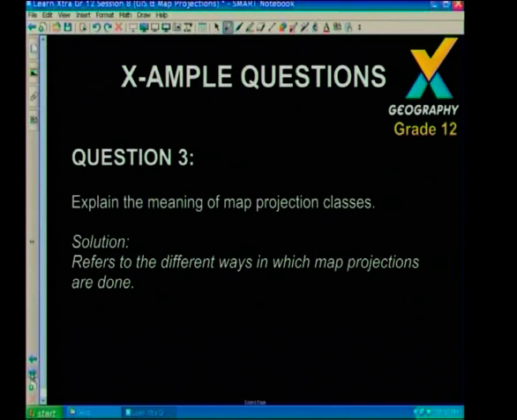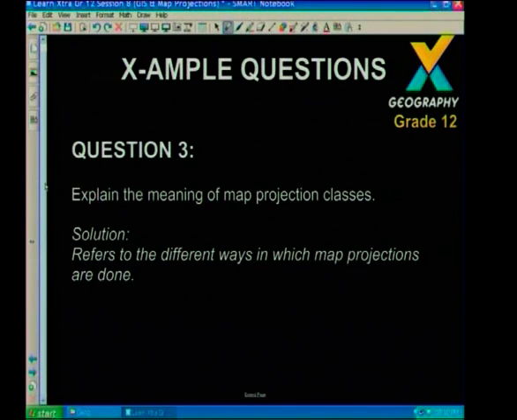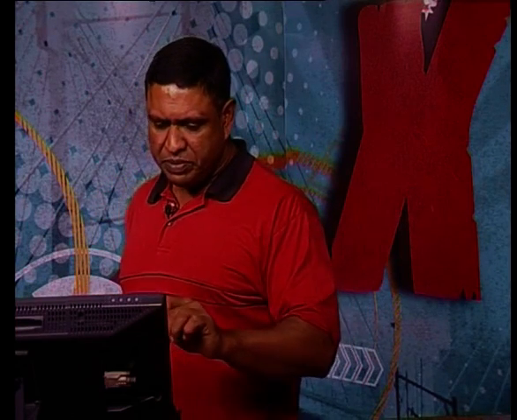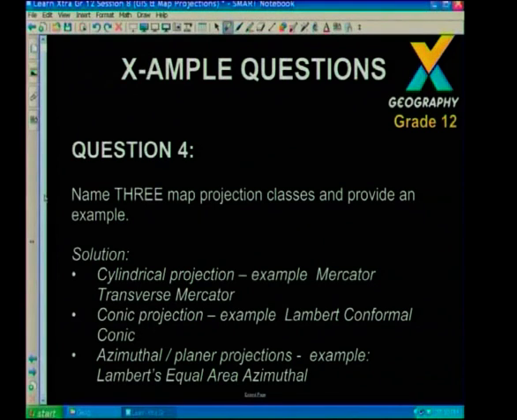Okay, next one, explain the meaning of the map projection classes. What does it mean? It refers to different ways in which map projections are done. Remember, we did cone shape, we did cylindrical. Okay, we even created a tangent on the top with the azimuthal, and one has all types of properties involved, trying to minimize with the miscellaneous. Okay, so a definition.